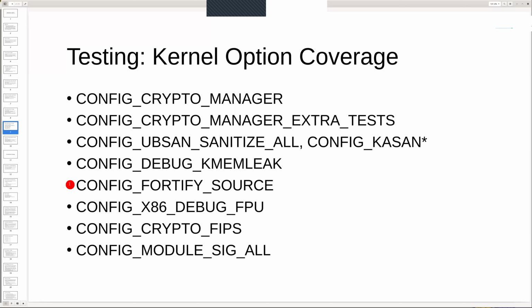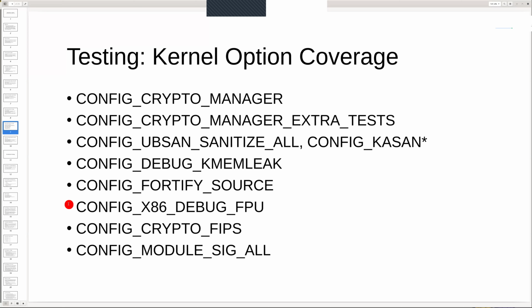There are assumptions that the kernel fortify source option makes about the way you're using certain keywords and such that we have to accommodate. So we make certain that we are fully compatible with fortify source. Another option that's very useful for us is x86 debug FPU. That's an option that causes the kernel to verify with every return to user mode that there have been no alterations to the floating point registers that were not properly saved and restored by the kernel code.